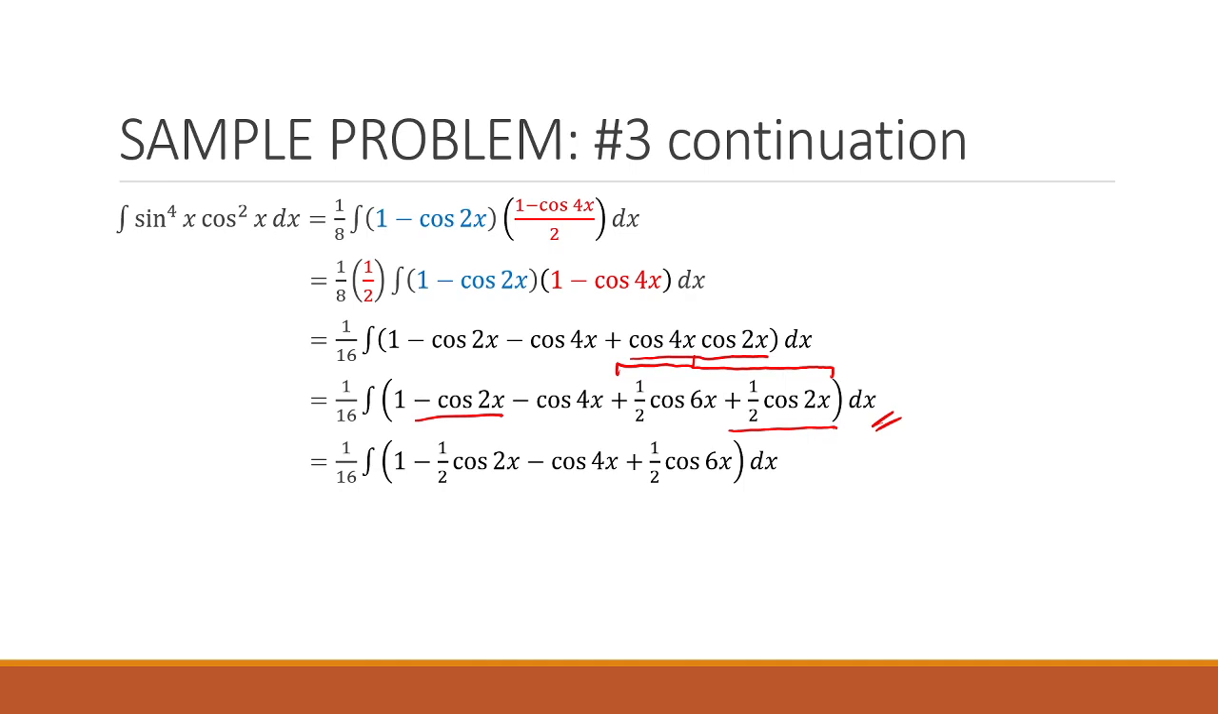And then u sub. So, in the second term, let u be equal to 2x. In the third term, u is 4x. Then, in the last term, u is 6x. Okay? So, you apply the corresponding u substitutions for the three terms. And then, the result is this one. Okay?